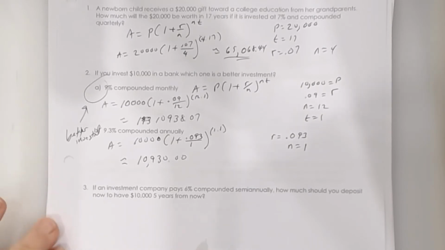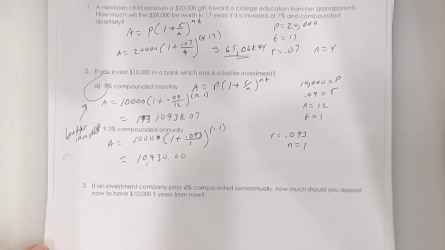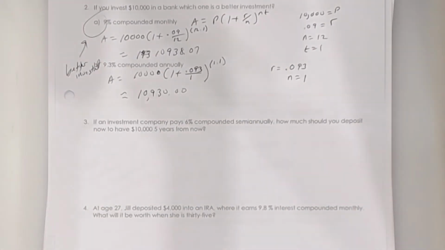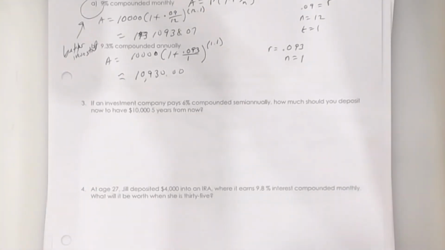All right, let's skip 3 for right now because on your worksheet it doesn't have anything to do with 3 just yet. We'll come back and do 3 Monday. Let's see what else we can do. Okay, let's do 4. At age 27, Jill deposited $4,000 into an IRA where it earns 9.8% interest compounded monthly. What will it be worth when she is 35?